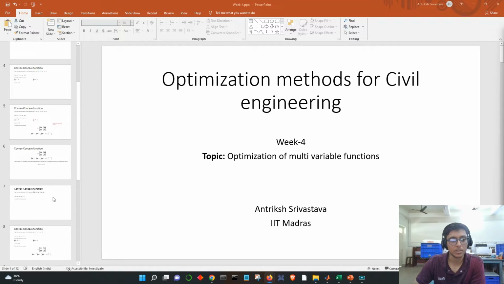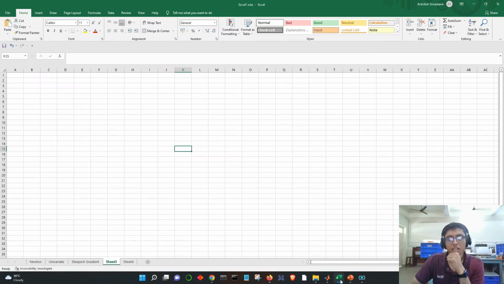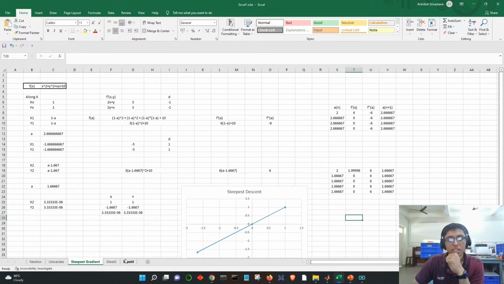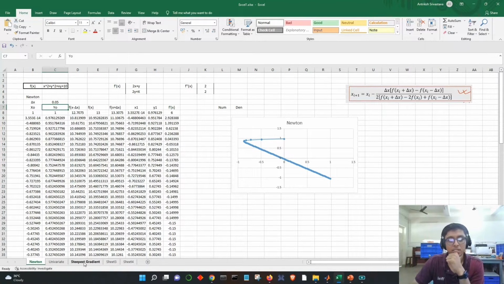But for today's session, we'll be solving in Excel again, and I'll be showing you guys, we'll be drawing the graphs also. So x1, x2. Trying to show you that this is how univariate will go, stepwise to the optimum, and this is how steepest gradient will go a little faster. Newton-Raphson I will upload in another video, so it will be a little bit difficult. So yeah.